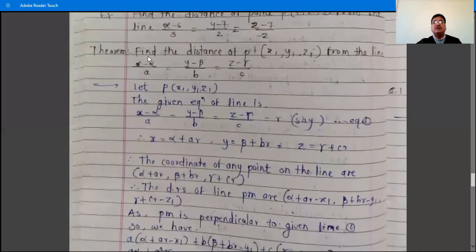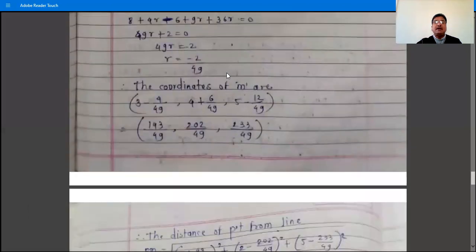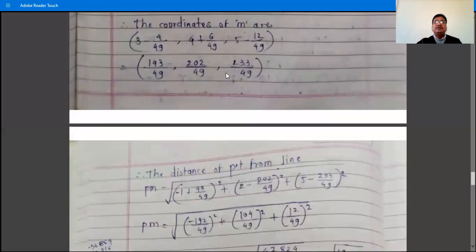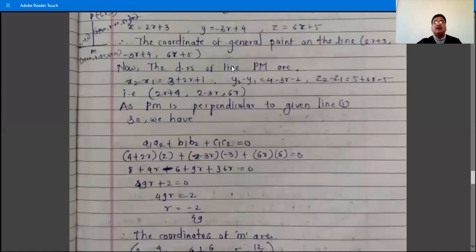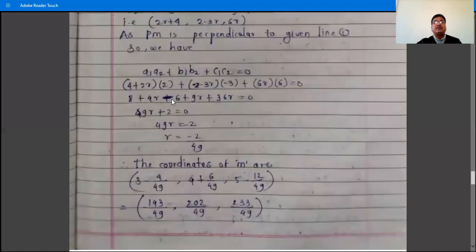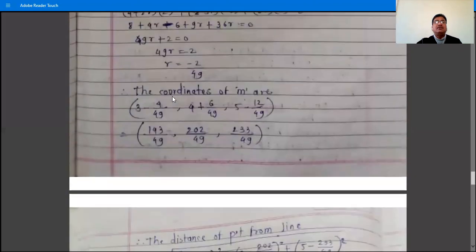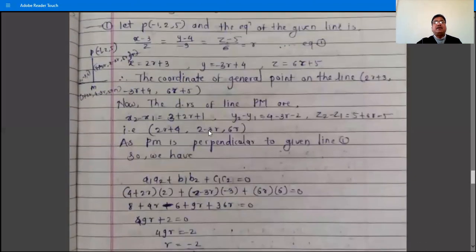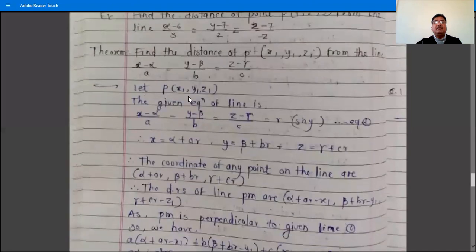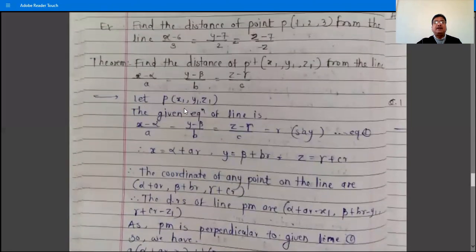Next is the theorem: find the distance of the point x1, y1, z1 from the line (x minus alpha) by a equals (y minus beta) by b equals (z minus gamma) by c. The proof of this theorem is the same as the answer of this problem, so follow the same procedure as in this example.